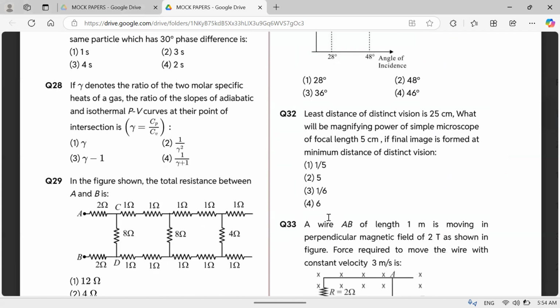Next one. Least distance of distinct vision is 25 centimeter. What is the magnifying power of a simple microscope of focal length 5 centimeter, if the final image is formed at the minimum distance of distinct vision?